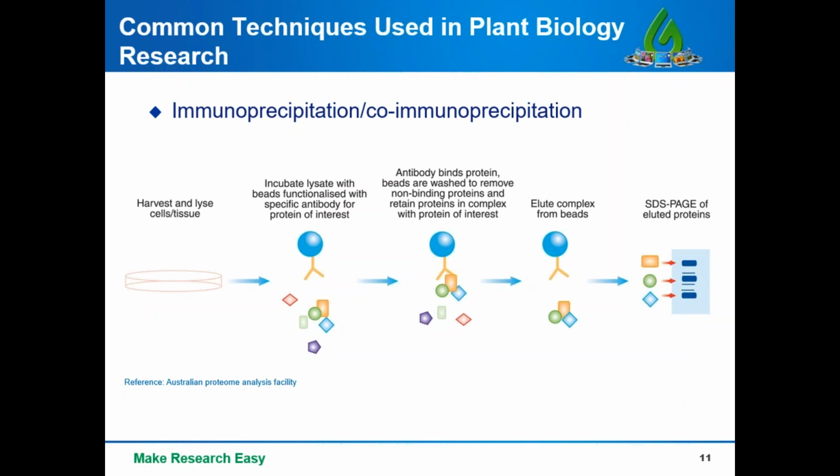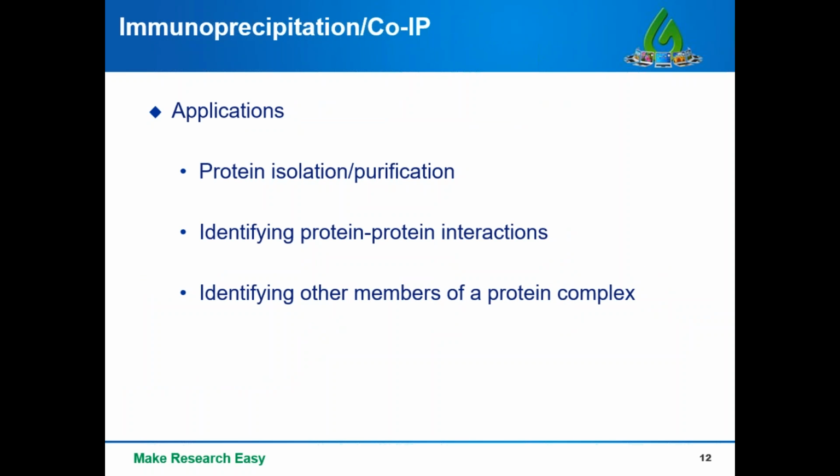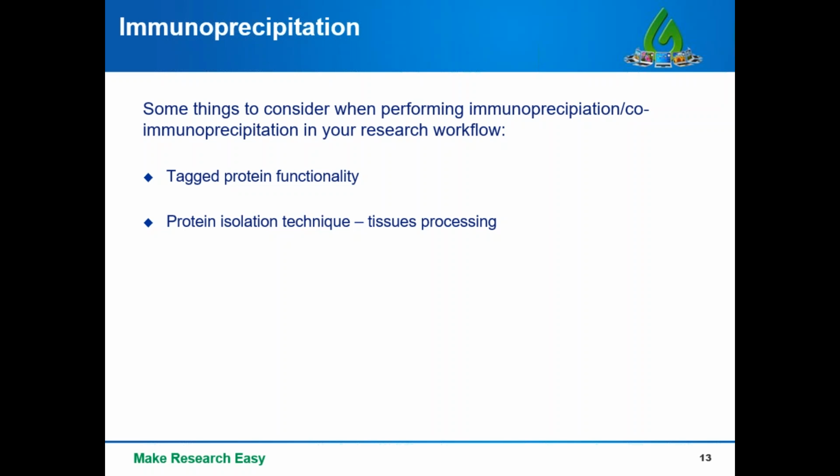This can be used to isolate specific proteins and also protein complexes if any number of gentle cross-linking procedures are included. Some applications for this include protein isolation and purification for downstream applications, such as mass spectrometry and looking at post-translational modifications. You can also use this, once again with co-IP, to identify protein-protein interactions and to identify other members of a protein complex.